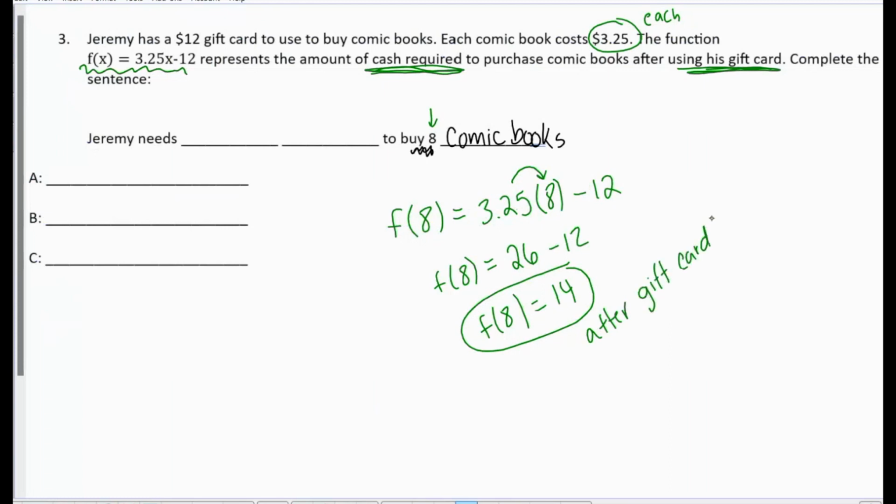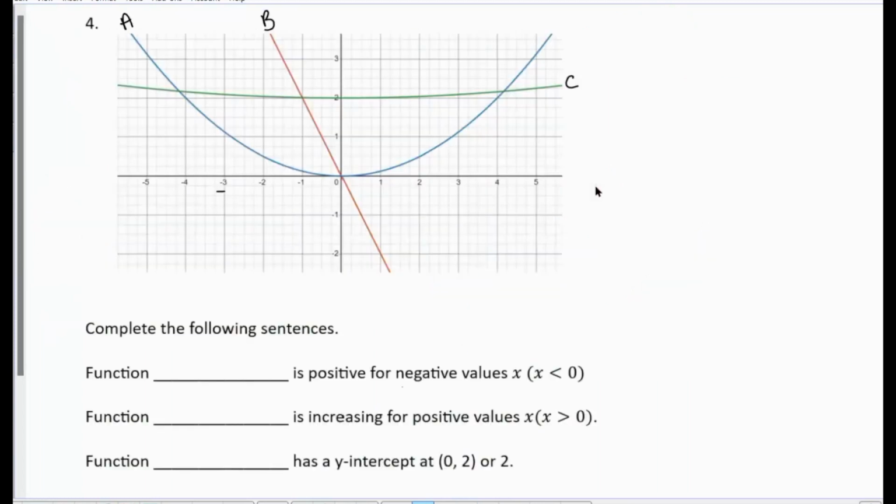Okay, so now let's see if we can finish this sentence. Jeremy needs $14 to buy 8 comic books. So our 14, our dollars, and our comic books. Awesome. All right, number 4.